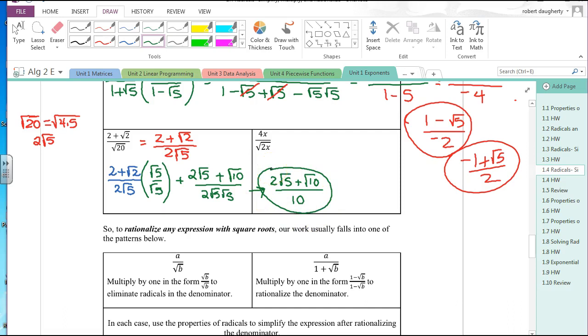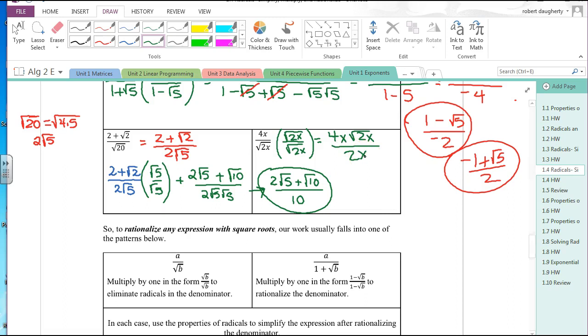Everyone see that? Look at the next one. I see the square root of what that I need to go away? The square root of 2x needs to go away. So I'm going to multiply this by what? Yeah, square root of 2x divided by the square root of 2x. Okay? So on the top, I get 4x square root of 2x. On the bottom, what's the square root of 2x times the square root of 2x? It's what? 2x. Okay? So I've got 4x times the square root of 2x over 2x.